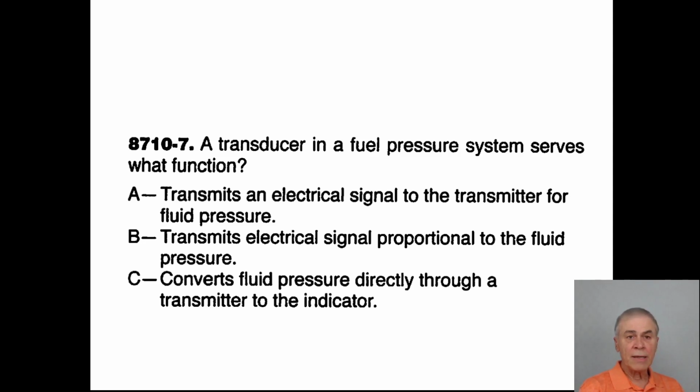You know, I can't say I hate the word. The other ones, are they any better? Transmits an electrical signal to the transmitter. Ooh, wrong. You don't transmit to the transmitter. You transmit to like a receiver. B, transmits electrical signal proportional to the fluid pressure. It's kind of the same. That might actually be a better answer.